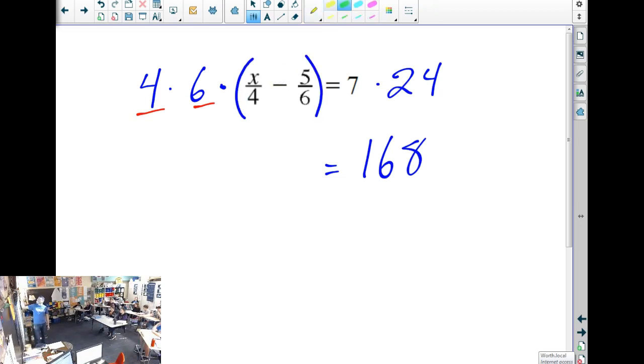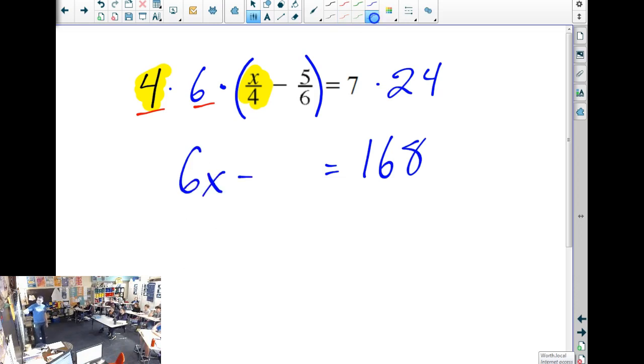When I go to do the multiplication with my x over 4, the multiplication by 4 doesn't need to happen if I pair it up with the division by 4 and say, what's 4 over 4? 1. So really, this is just going to multiply by 6. And this becomes 6x.